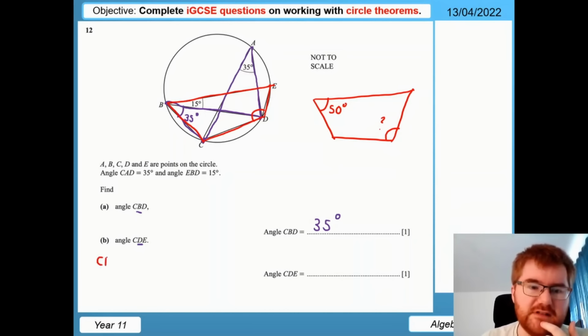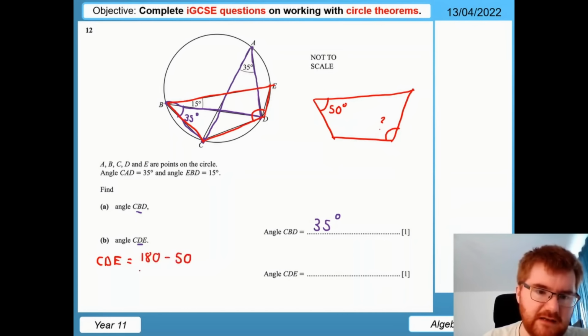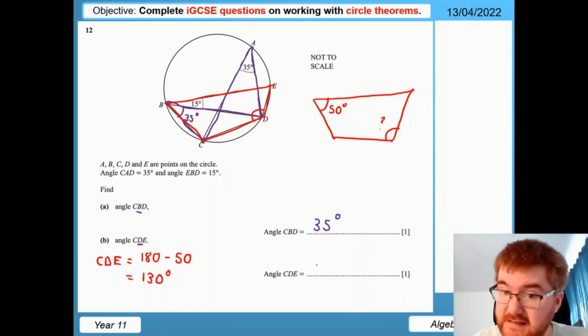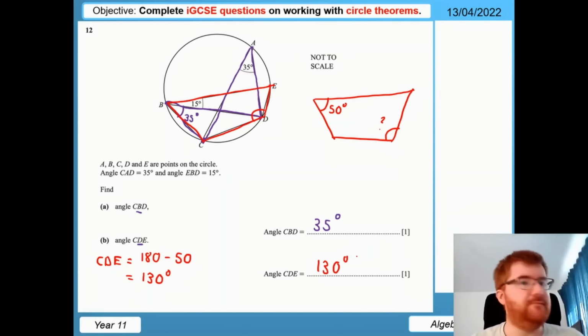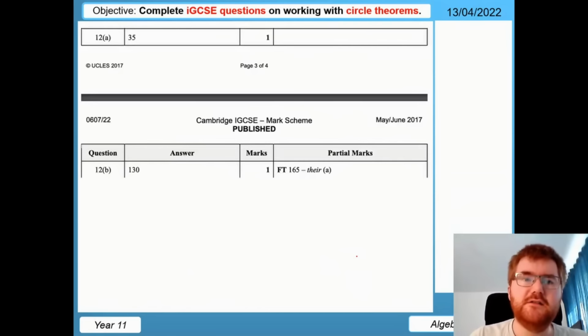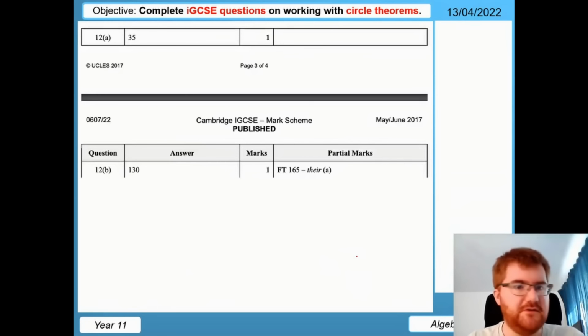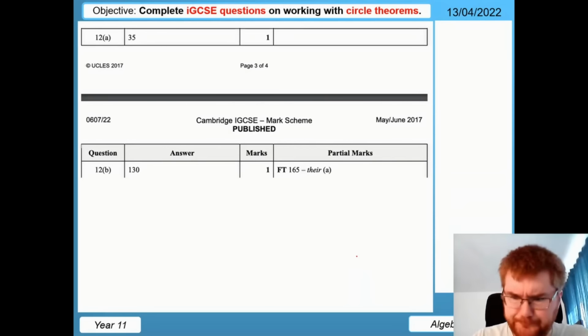So the angle CDE is equal to 180 minus the angle opposite, which is 50, and then that gives us 130, which I did take away correctly this time, again, which is 130. Another short answer question. So again, you can check the mark scheme. Again, this comes from a 2017 paper on the 0607 course.